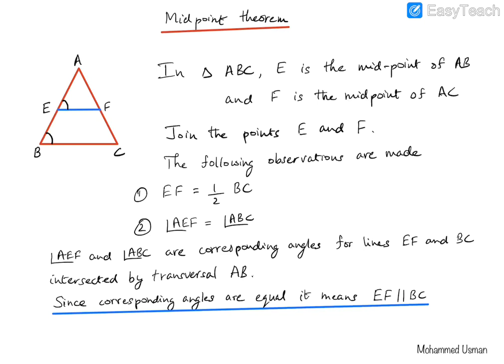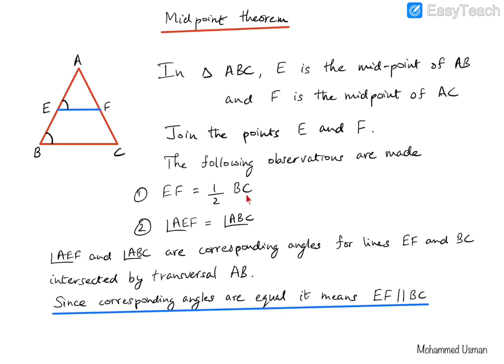So in this case, the lines EF and BC are cut by the transversal AB, and the angles AEF and ABC are the corresponding angles. When we have 2 lines intersected by a transversal, and the corresponding angles are equal, it means that those 2 lines are parallel to each other. So the second observation is that the lines EF and BC are parallel to each other. So EF is parallel to BC. That means the line segment joining the midpoints of 2 sides of a triangle is parallel to the third side.